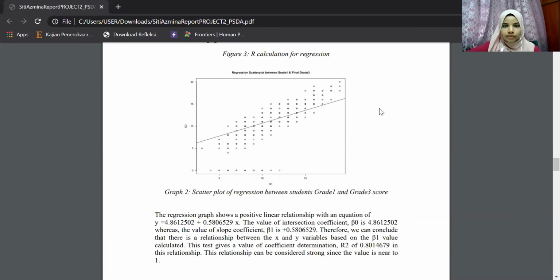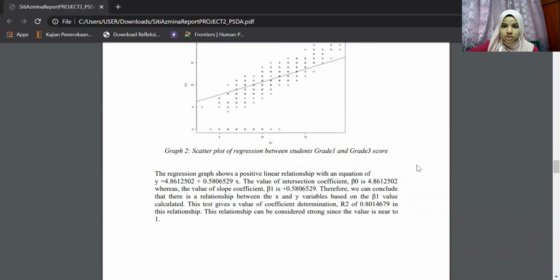0.580659. Therefore, from this scatter plot and the calculation, I can conclude that there is a relationship between variable x and y based on the values calculated. This test also gives a coefficient of determination of 0.801469, and this can be considered as a strong relationship because the value is very near to 1.